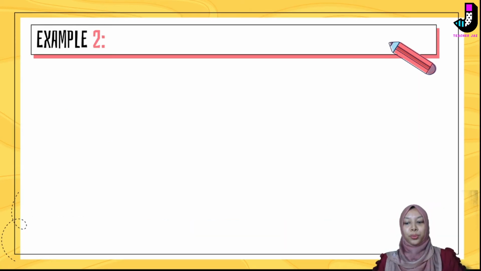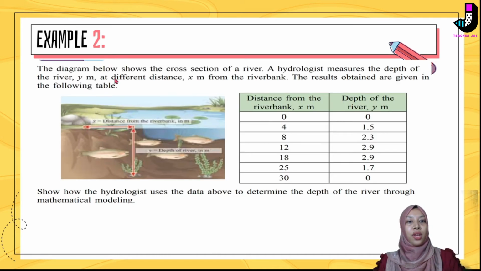For example 2, here we have a diagram that shows the cross section of a river. A hydrologist measures the depth of the river, y meter, at different distances, x meter, from the river bank. The results obtained are given in the following table. We already have the data. What we see here is that if the distance from the riverbank is 0, the depth is also 0.